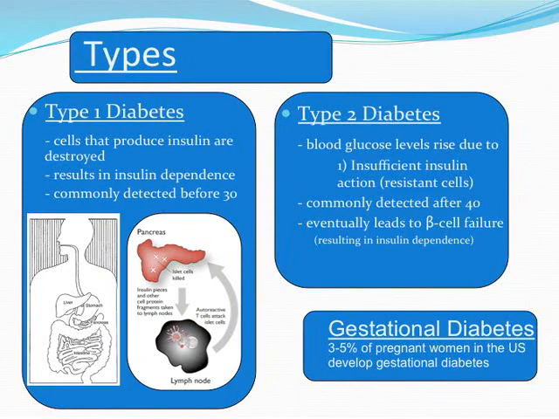How many types of diabetes are there? Generally speaking, we classify diabetes as type 1 and type 2 diabetes. Type 1 diabetes usually affects younger people, less than 40 years of age, and in this there is a defect at the pancreatic level and the body quits making insulin.